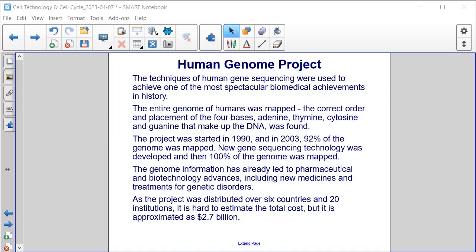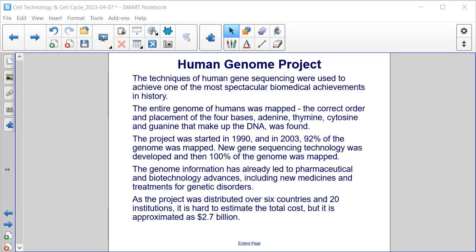The techniques of human gene sequencing were used to achieve one of the most spectacular biomedical achievements in history. The entire genome of humans was mapped. The correct order and placement of the 4 bases, adenine, thymine, cytosine, and guanine, that make up the DNA was found. The project was started in 1990, and in 2003, 92% of the genome was mapped.